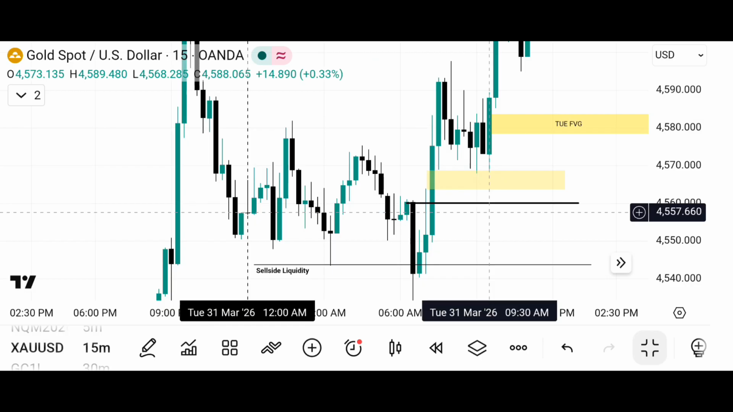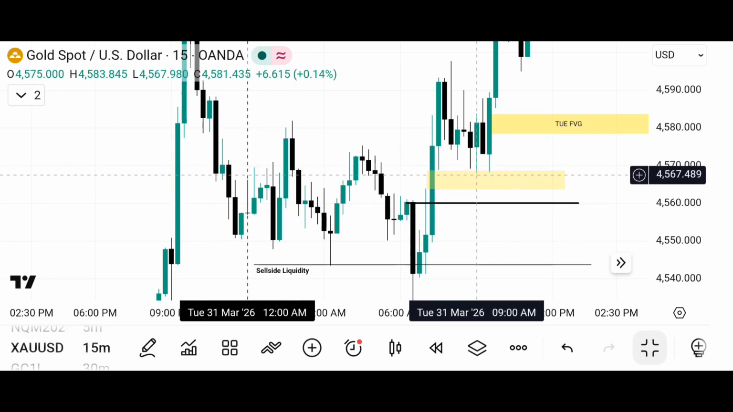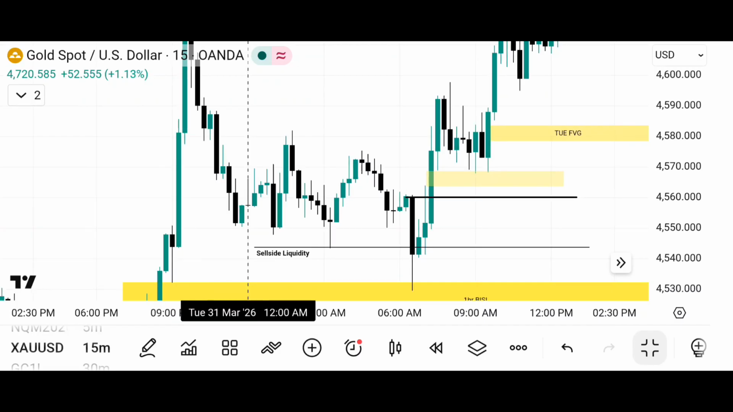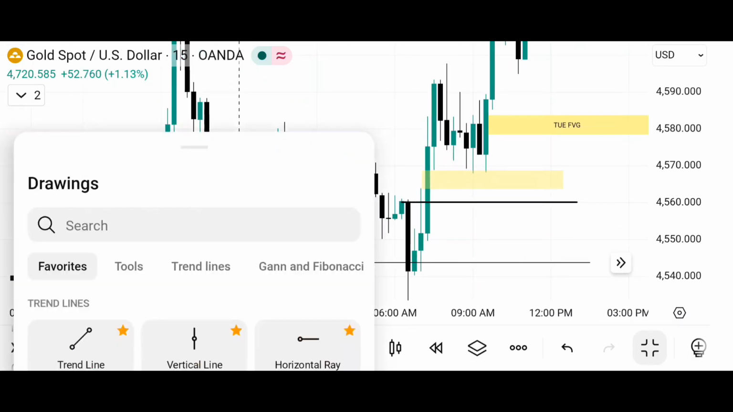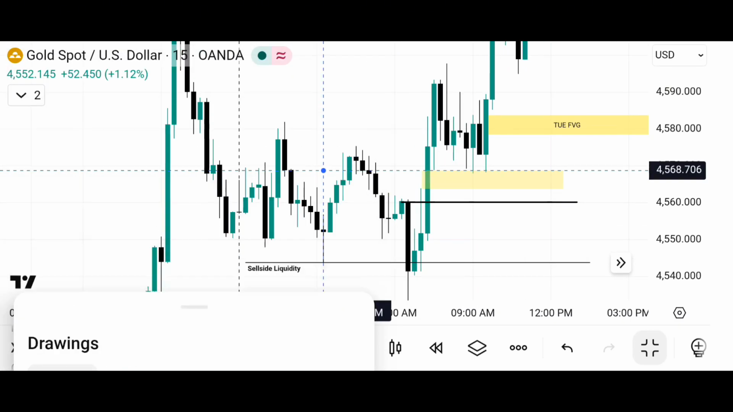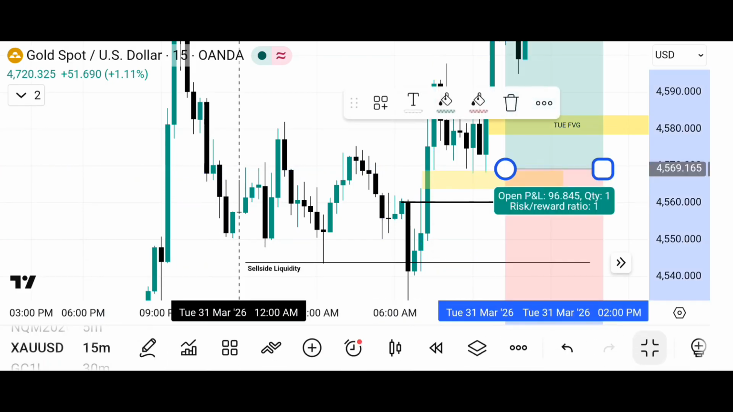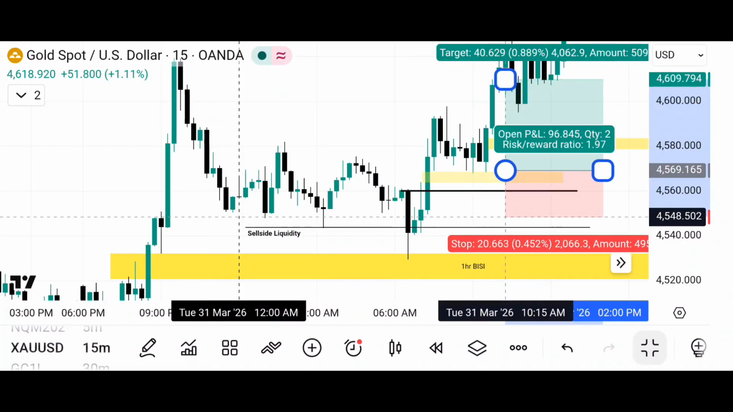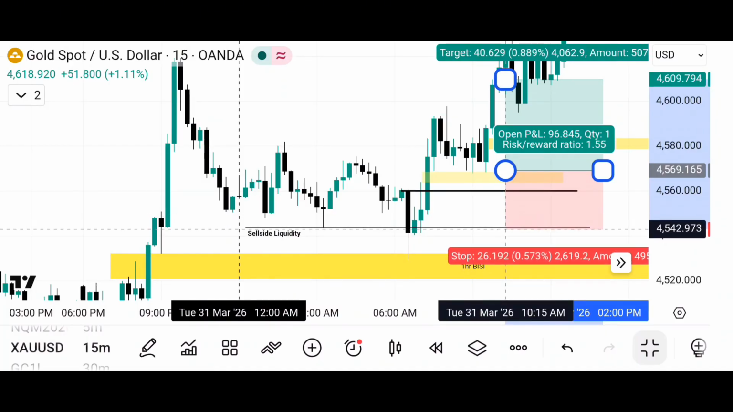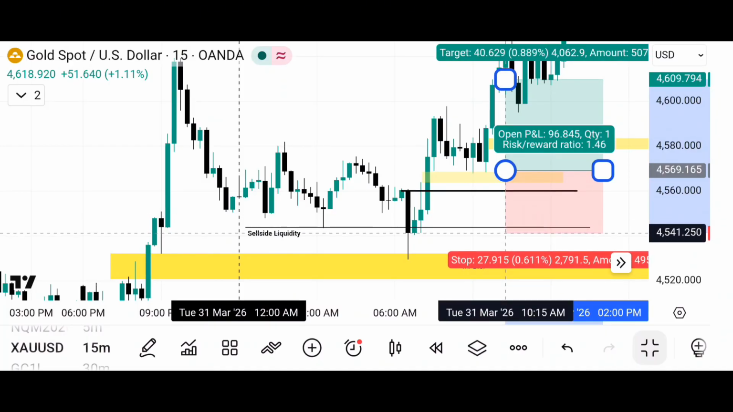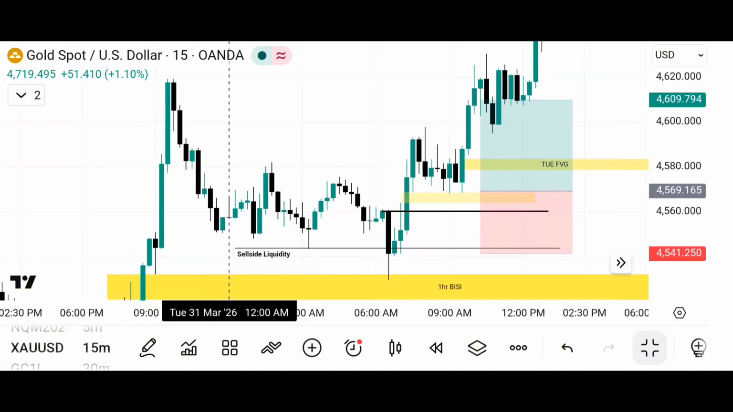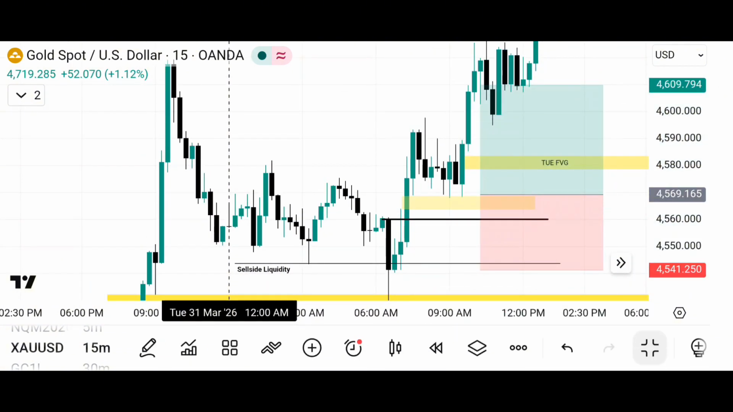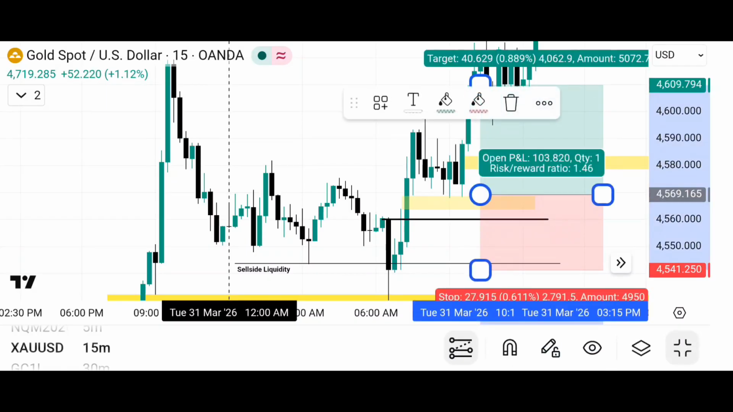So apart from the fair value gap, that's another way you can enter the trade comfortably. Before I go to the other discussion, if you use the fair value gap, this is where you can set your stop loss. Your stop loss can be either at this low or at this low. This is safer, so your stop loss is at this low. It's a good point to place your stop loss. There's nothing wrong with that.